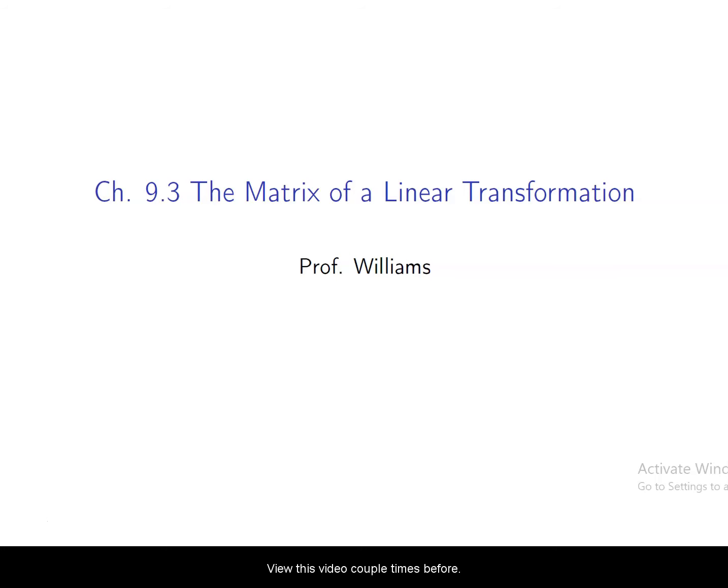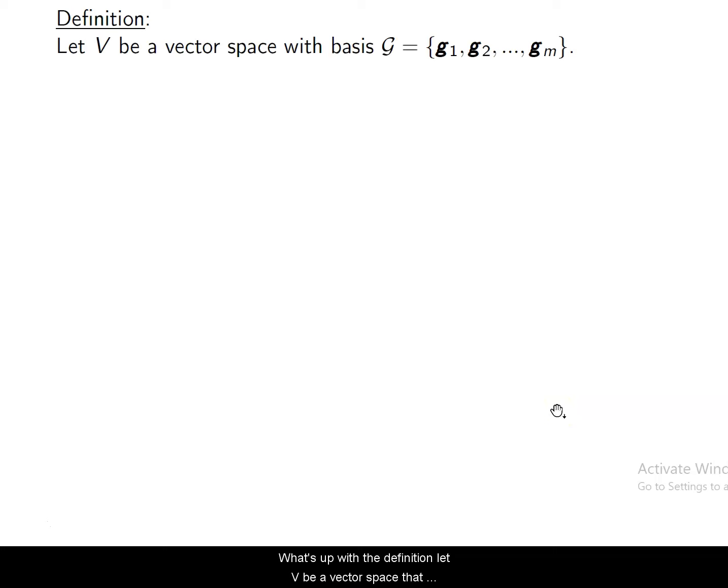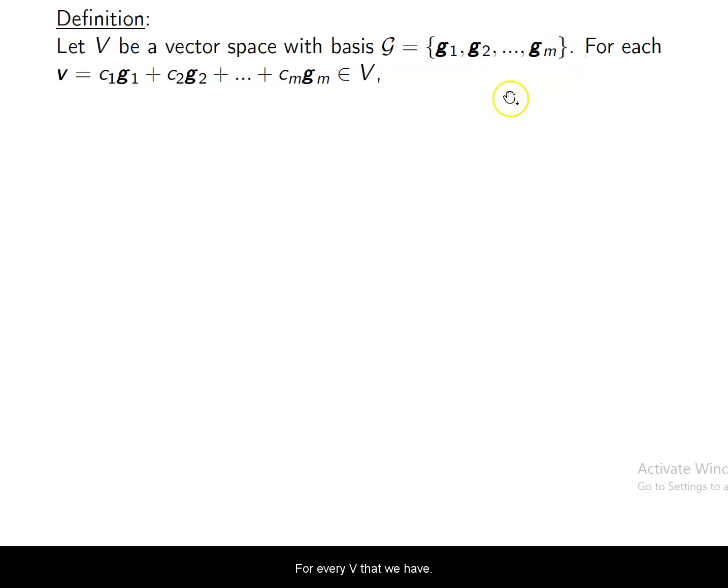Okay, so let's go ahead and get started. We'll start with the definition. Let V be a vector space that has a basis G. So G has, in this case, M vectors. For every V that we have inside of a vector space, we can represent V in terms of the basis vectors in this form. Again, this is not new. We have done this several times before. It's always good to review this though, because it's not that natural for us, right?